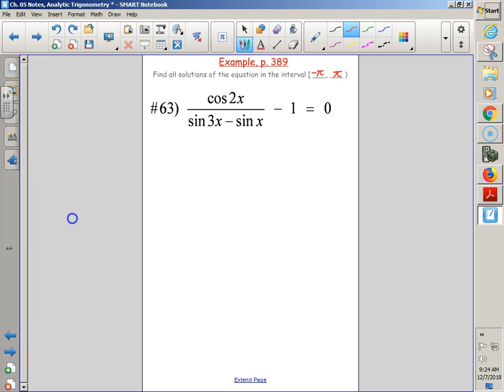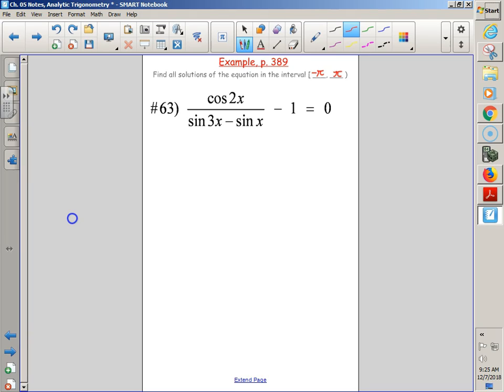Okay. Do we have a formula for this guy? P.S. Look at the very beginning of section 5.5. The answer is yes. The double angle of cosine. We have 3 different formulas. Do any of them look like they would help us with getting rid of what's on the bottom of that fraction? Cosine squared minus sine squared. 1 minus 2 sine squared. 2 cosine squared minus 1. Do any of them match up with this guy?